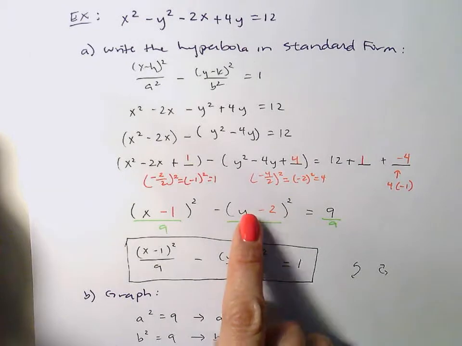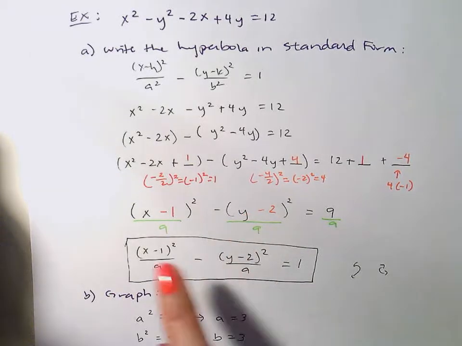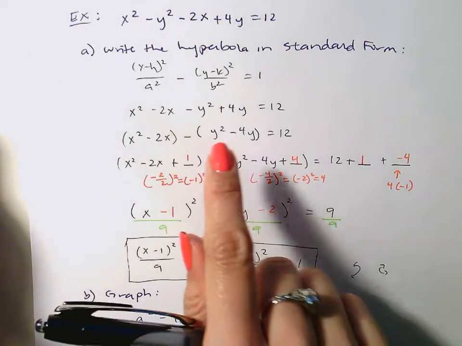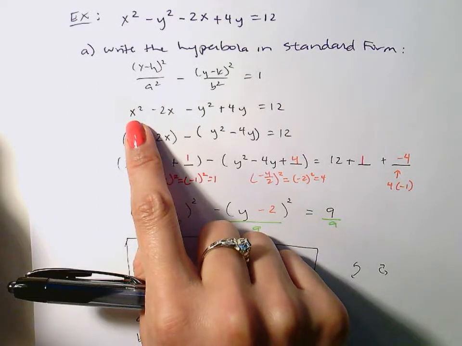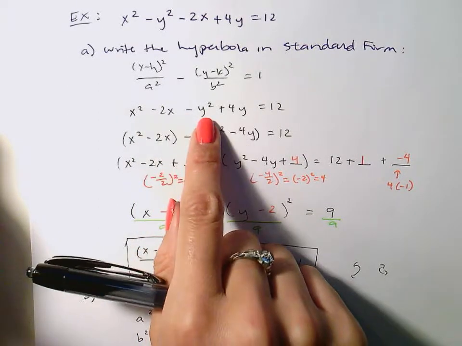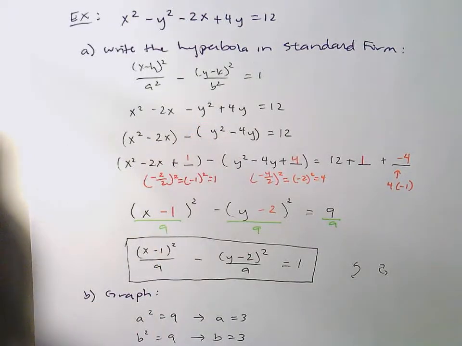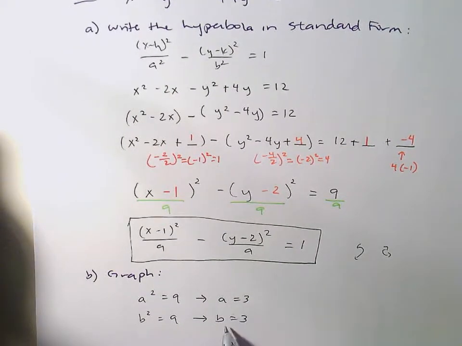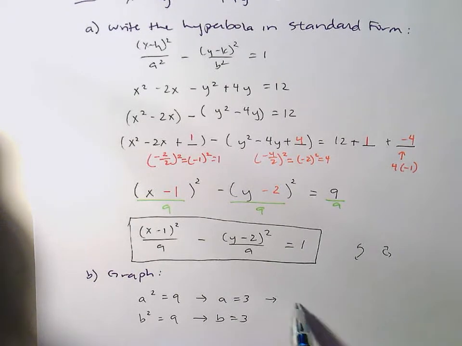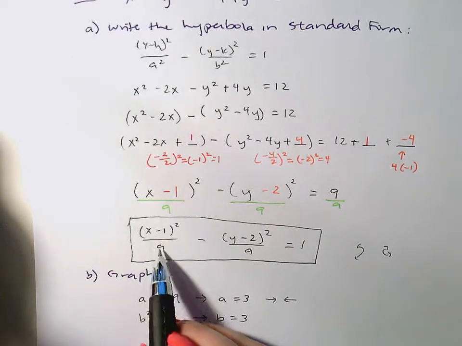It just so happened that in this one, the A and the B are identical. It doesn't always happen that way, especially when you have a constant other than 1 in front of the x squared and in front of the y squared. So when you have to factor out constants other than 1, that's when these A and B's might be different. So A is equal to 3, B is equal to 3. So A equals 3 means that I'm going to go to the right by 3 and to the left by 3 because it's under the x's.